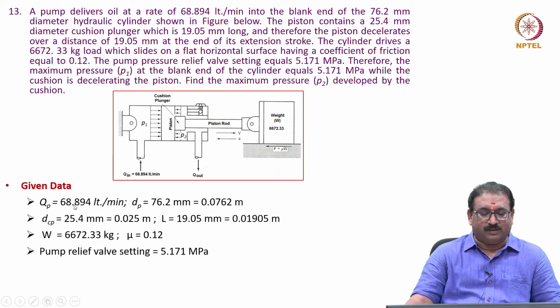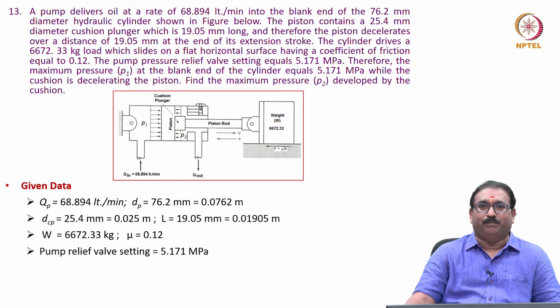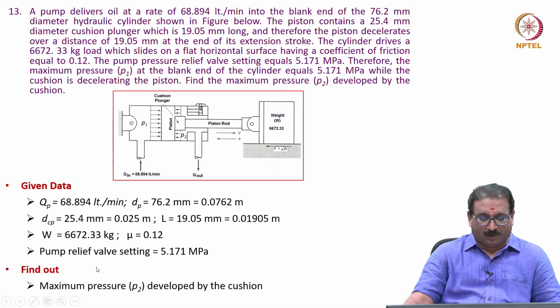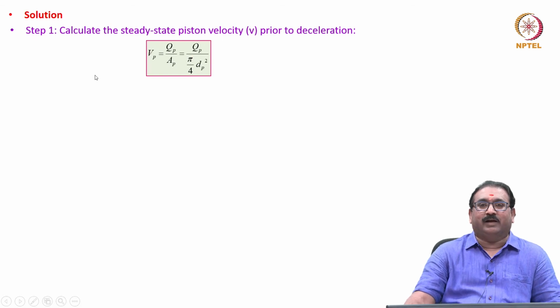Now, as we know, these are the given data: QP is given, DP is given, DCP meaning the diameter of the cushioning plunger is given, the length of the cushioning is given, W is given and mu is given, and a pump relief valve setting. This is nothing but our maximum PRV setting. Then what is our objective? Objective is to find out the P2 developed by the cushion, how much it is. For this, I will give you the idea how to do it.